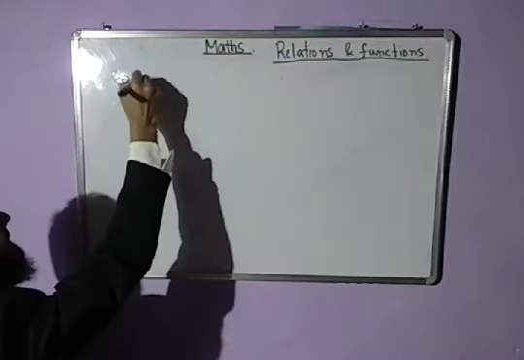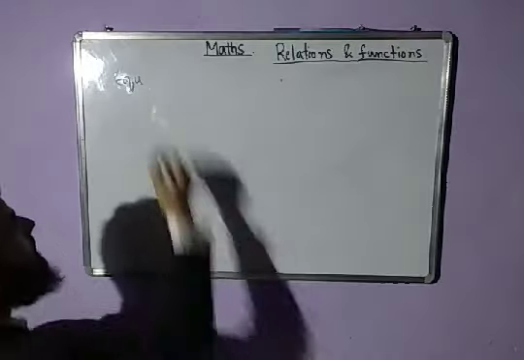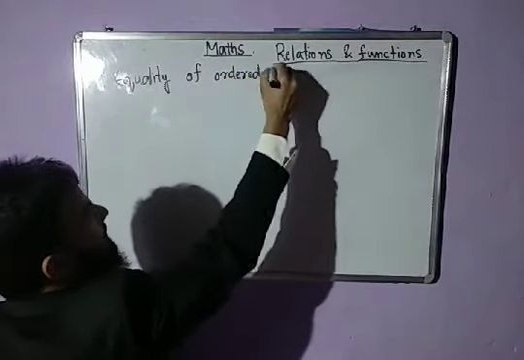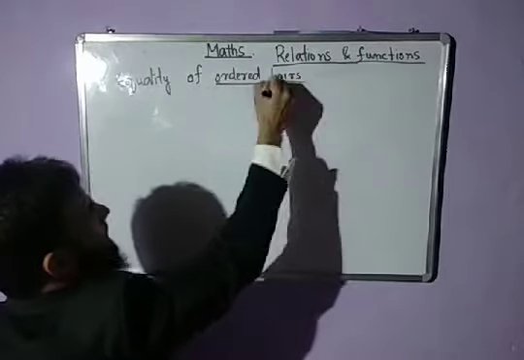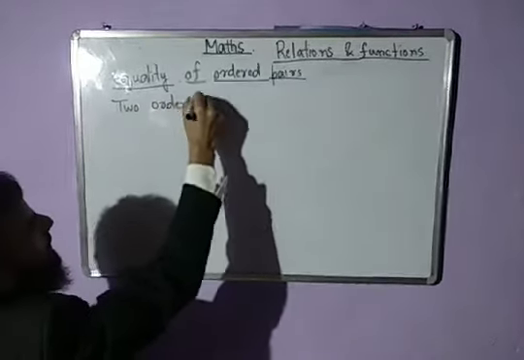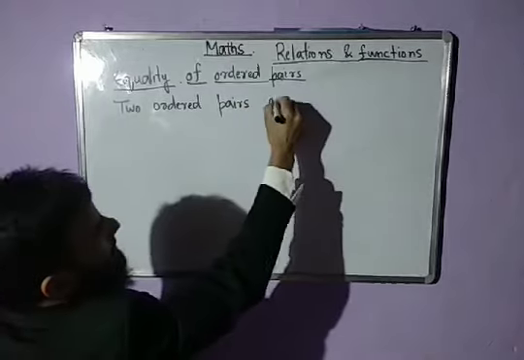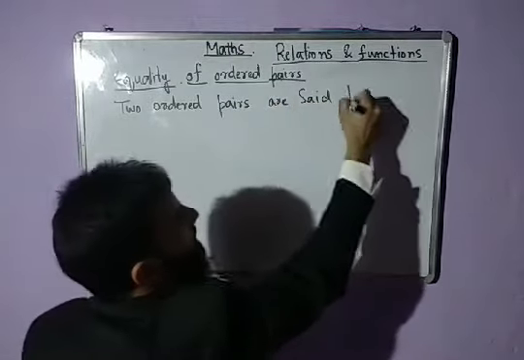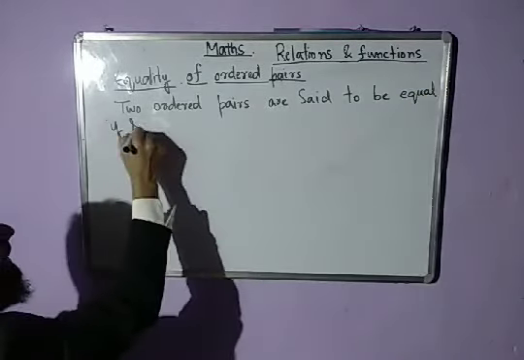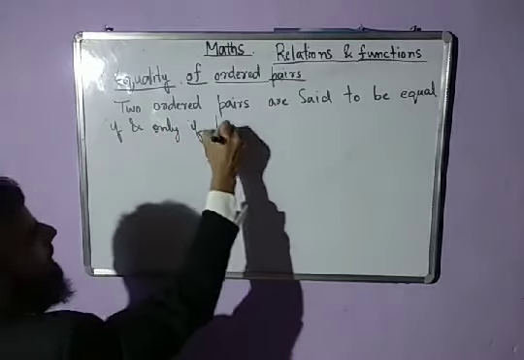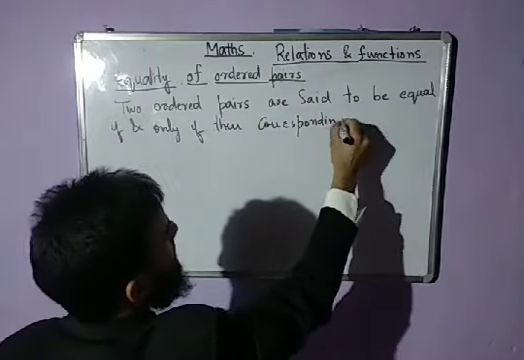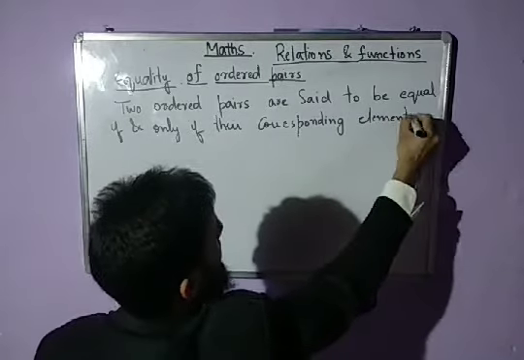So I'll write the definition here. Two ordered pairs are said to be equal if and only if their corresponding elements are equal.